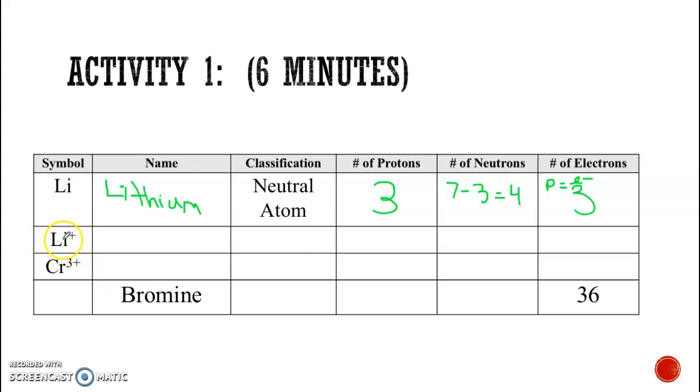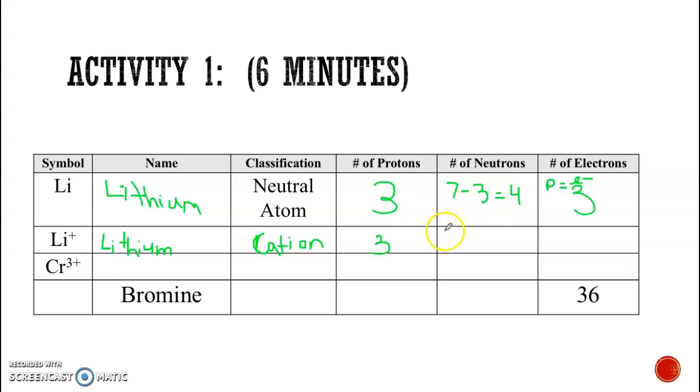But let's look at this. We have Li plus. When we don't see a number next to it, we always assume it's a 1. If we don't see anything there at all, we assume it's a 0. So because this is Li plus, this is actually going to be a lithium ion. There's a certain way that they name ions that we'll talk about. So is it an anion or a cation? Well, an anion is the minus, so a cation would be the positive. So it's a cation. The number of protons does not change, so it's still 3.